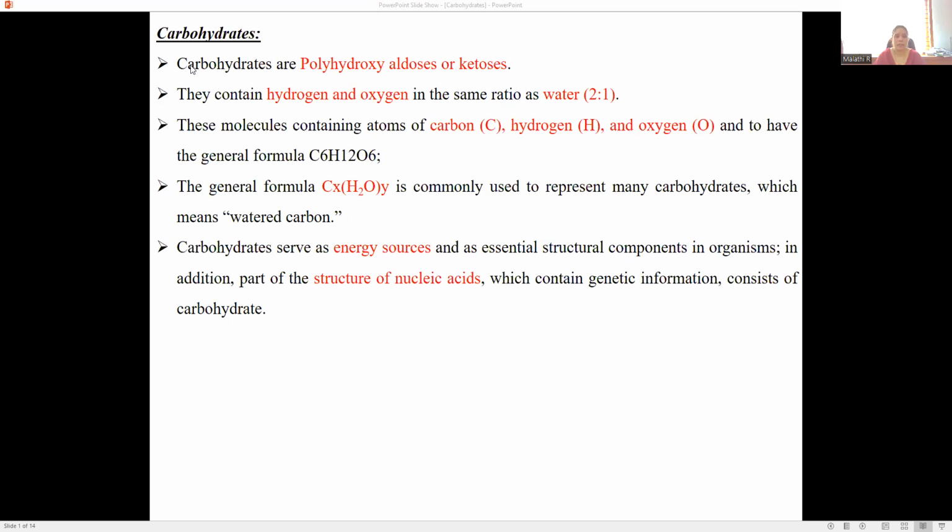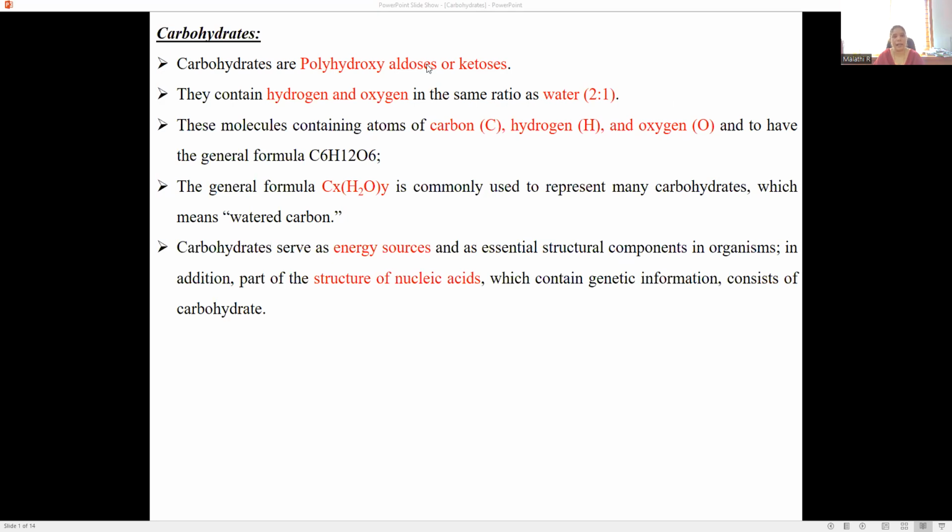Carbohydrates are the major energy source among all the biomolecules. We define them as polyhydroxy aldehydes or ketones. Carbohydrates have more than one OH group, hydroxyl group. That is why we call them polyhydroxy.